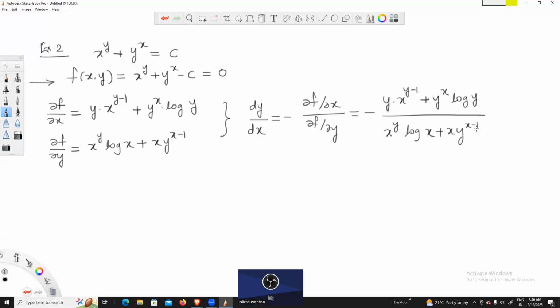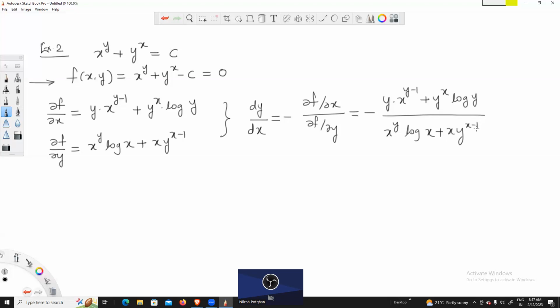So if you go about solving directly, you have to consider this x raised to y plus y raised to x. If you differentiate with respect to x, again, you'll get the same answer. But in the partial differentiation method, you just need to find the partial derivatives, put it in this particular form and you are through, right? Okay, so this is all about differentiation of implicit functions.